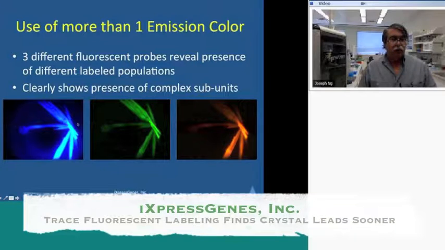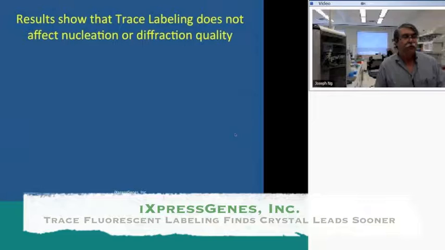We also did controls where we omitted at least one of these colors from the different populations, and we found that when the probe was absent, we did not see the fluorescence from it. So we can use this now as a means of testing for the presence of different labeled subunits in a complex.